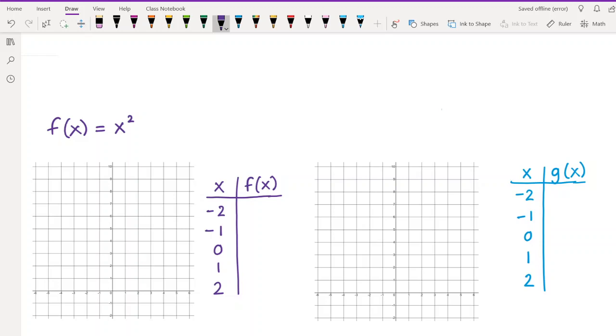Okay, so the quote unquote parent function we're working with here is going to be f of x is equal to x squared. So we're going to be applying transformations to this. Let's start by filling out a table for f of x equals x squared so that we have some points that we can graph. If we plug in -2, squared is 4; -1 squared is 1; 0 squared is 0; 1 squared is 1; 2 squared is 4. And so I'm just going to plot those points.